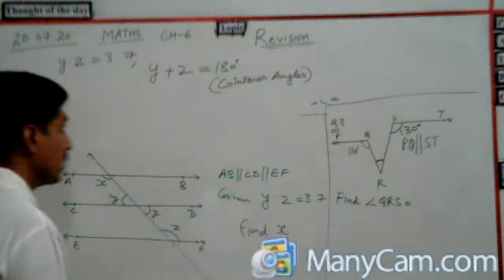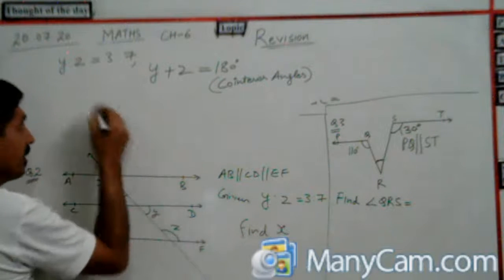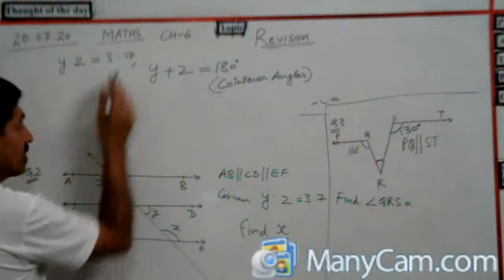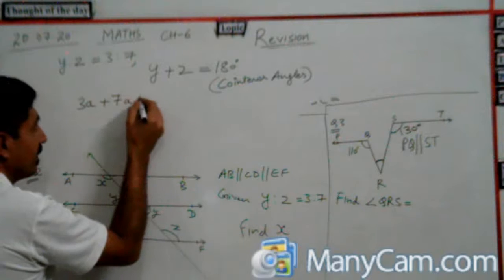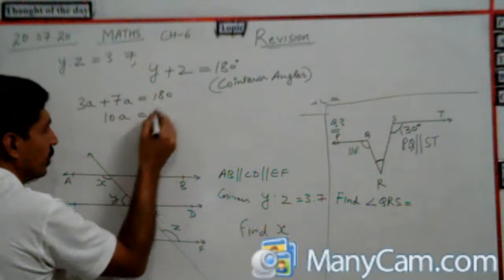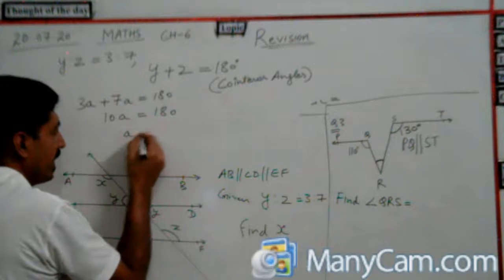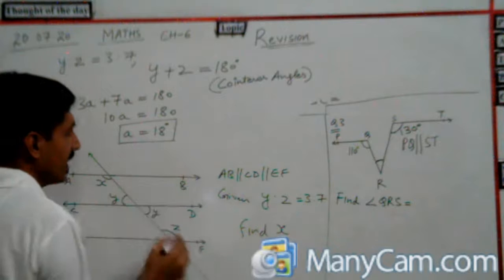Right? So here let the ratio be A. Let 3A plus 7A be equal to 180. So we have 10A equal to 180, so A is equal to 18 degrees. Right? So what is X?